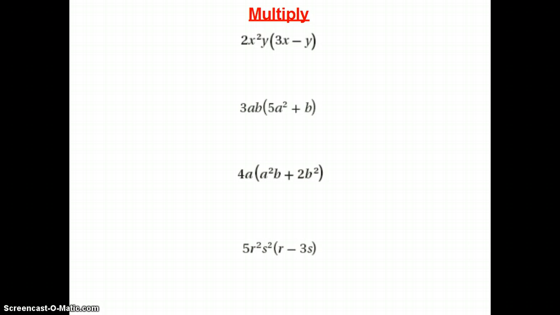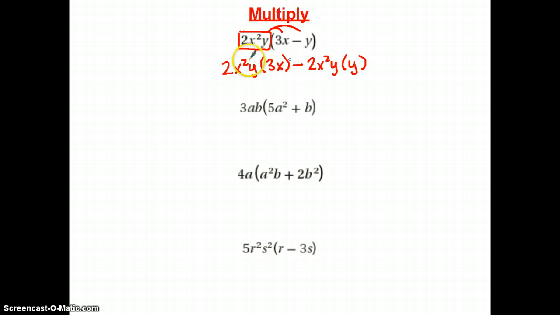Things get a little bit more advanced when the term on the outside of the parentheses has variables and exponents. But we still go about it the exact same way. Take that whole term on the outside and distribute it inside the parentheses. What we end up with is 2x squared y times 3x minus 2x squared y times y. So all I did is I multiply that term on the outside by both things inside the parentheses, and now we simplify.